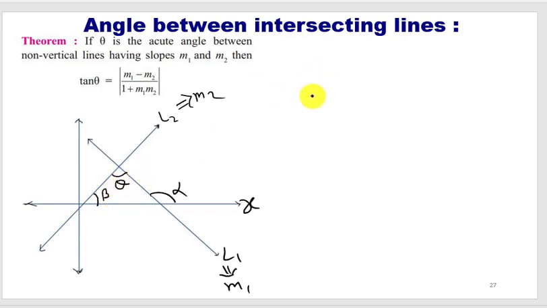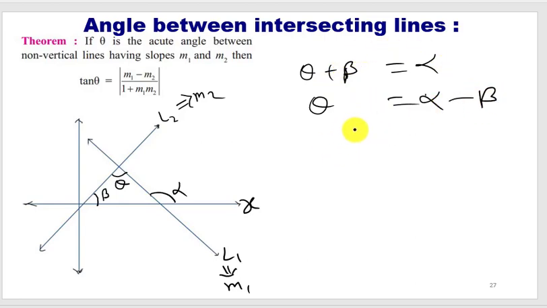So here, by using the remote interior angle theorem, I can write alpha is equal to theta plus beta. That means the sum of the two remote interior angles will be equal to your exterior angle that we have seen previously. Now, I'll shift this beta to the right hand side. So as it is positive in the left hand side, it will become negative in the right hand side. So theta will be alpha minus beta.